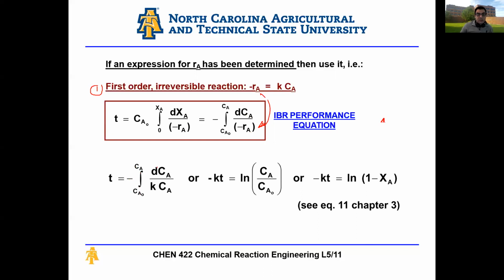So in this case, I plugged in KCA instead of minus RA, and I have the integral from CA naught to CA of dCA over KCA. If you integrate, you get minus KT is equal to ln CA over CA naught, or minus KT equals ln(1 minus XA). And again, this is the same equation we derived during the last lecture when interpreting batch reactor data for a first order reaction. Okay, so this is how you use this equation.